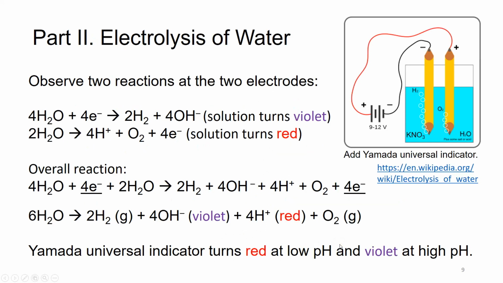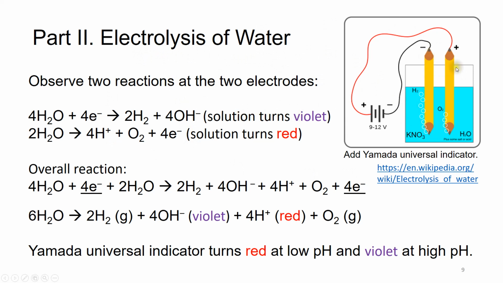In part 2, we'll do an interesting reaction. We're going to turn water into hydrogen and oxygen. We have to use a battery over here. Usually we use a 9-volt battery. A 12-volt battery works better, but it's more expensive, and this experiment is called electrolysis of water.